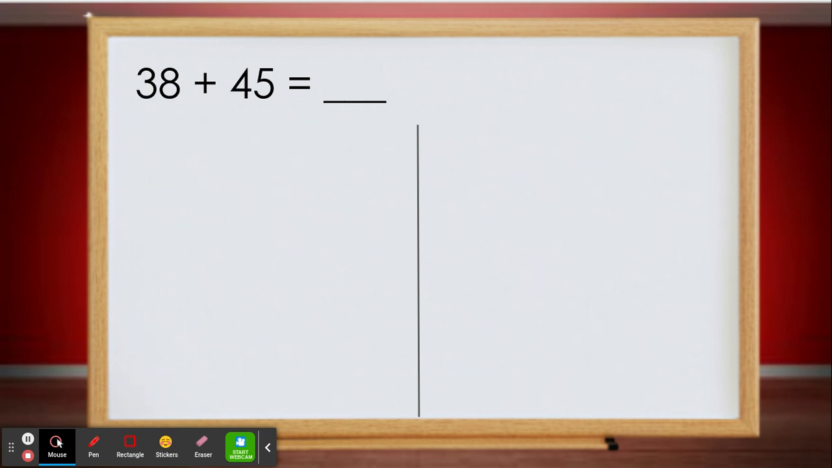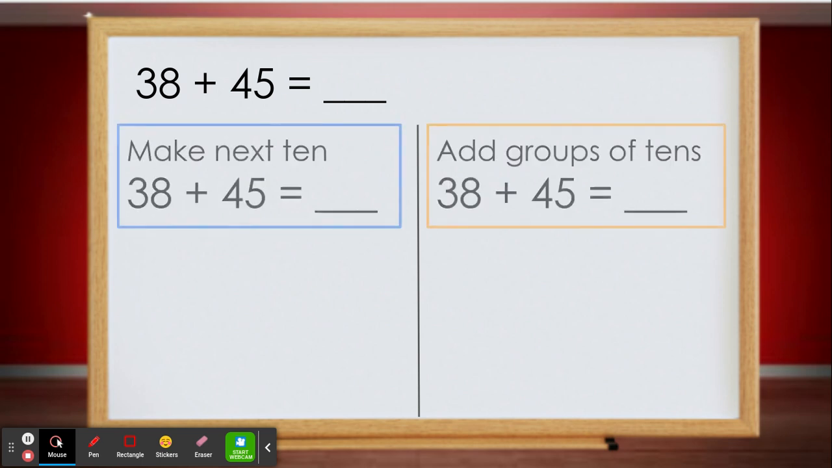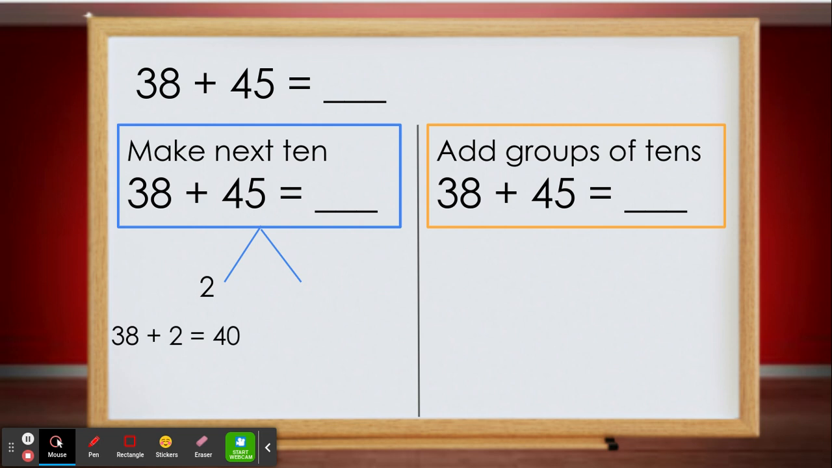Let's try another one with larger numbers. 38 plus 45 equals blank. Again, we're going to try the make it to the next 10 strategy. I'm going to use the number 38 in this case instead of the 45 because there is an 8 in the ones place, which will get me closer to the next 10. So I'm going to take 2 from the 45. 38 plus 2 equals 40.